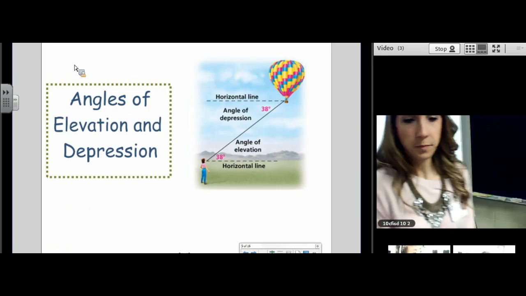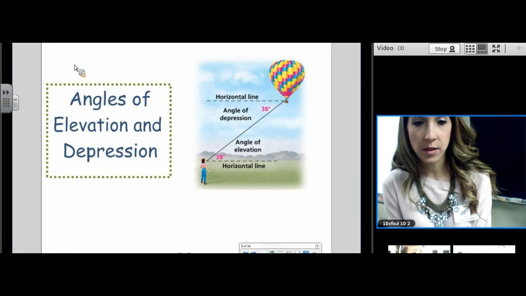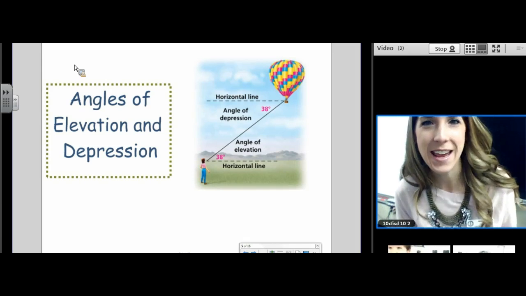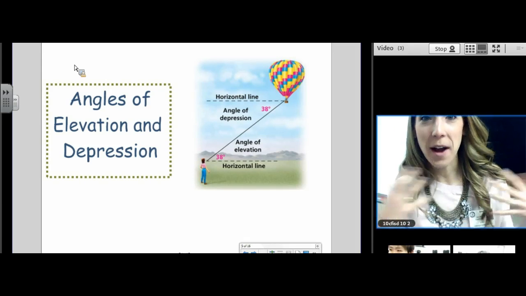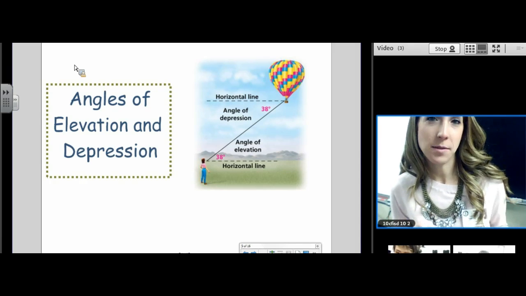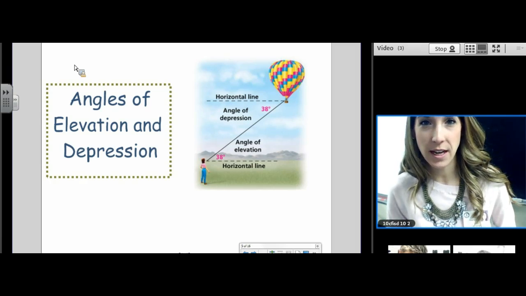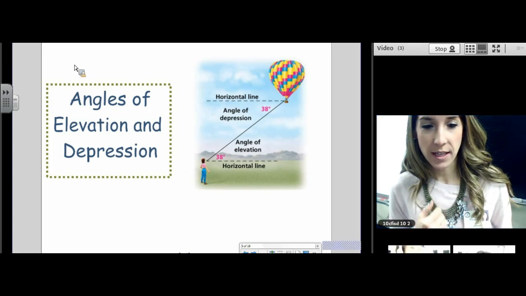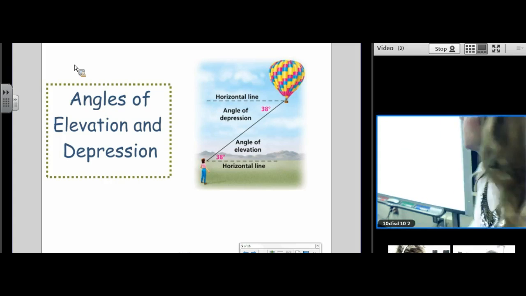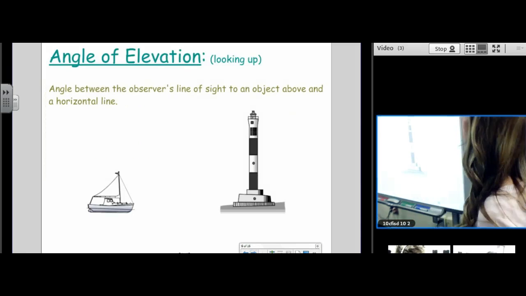Okay? Today's short lesson is called Angles of Elevation and Depression. That's a fancy way of saying we're going to take trig, and now we're actually going to put it in the context of the real world. Because why would we spend time doing all of this if no one's ever going to use it in application form? So that's what today is. Today is applications.